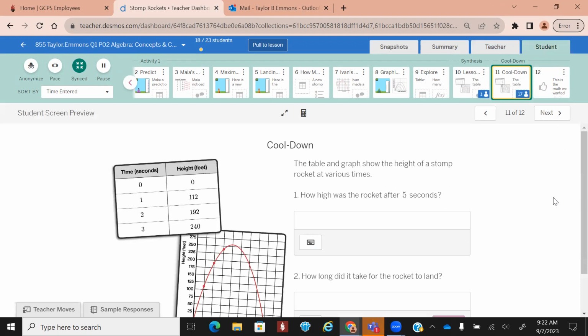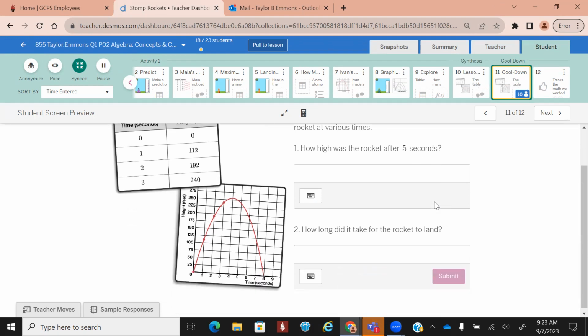The table and the graph show the height of a stomp rocket. How high was the rocket at 5 seconds? How long did it take for the rocket to land? You need to answer these 2 questions because on your test, it's gonna have something very similar.